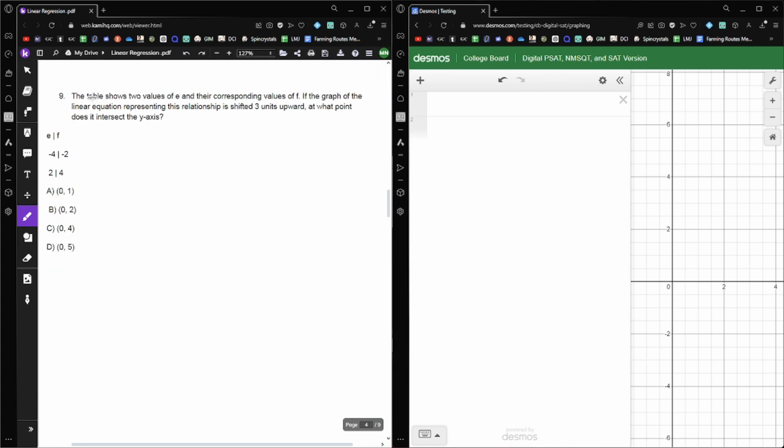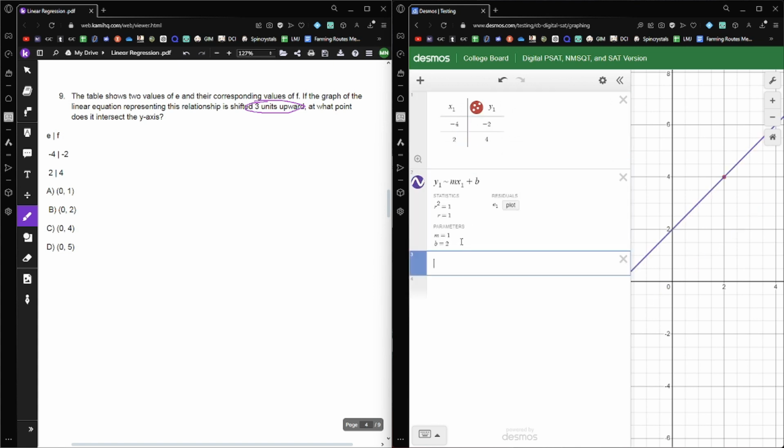Question number 9. The table shows two values of e and the corresponding values of f. If the graph of the linear equation representing the relationship is shifted 3 units upward, at what point does it intersect the y-axis? So, just like the rest, let's put this in the table real quick. Negative 4, negative 2, 2, 4, y1 tilde mx1 plus b. Then we have our equation. And they're asking for when it intersects the y-axis, which is the y-intercept. So right here it says the y-intercept is 2, so our answer is B.